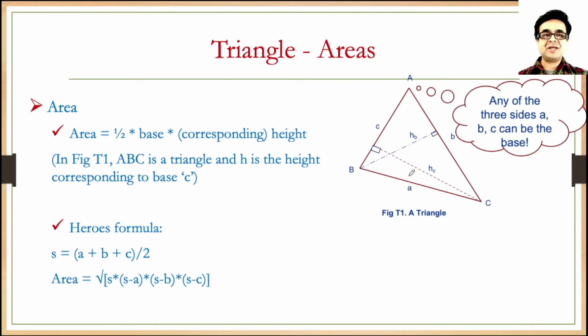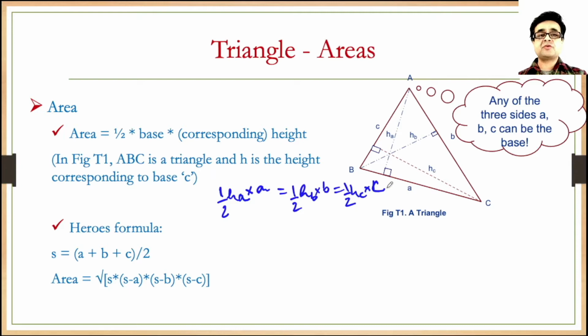When you come to the areas of triangle, we are all familiar with half base multiplied by height as the area of the triangle. What is important to remember is that each side has a height corresponding to itself, as I have denoted in the figure. What that means is the area of the triangle can be written as half HA into side A, which is same as half HB multiplied by side B, which is same as half HC multiplied by side C.